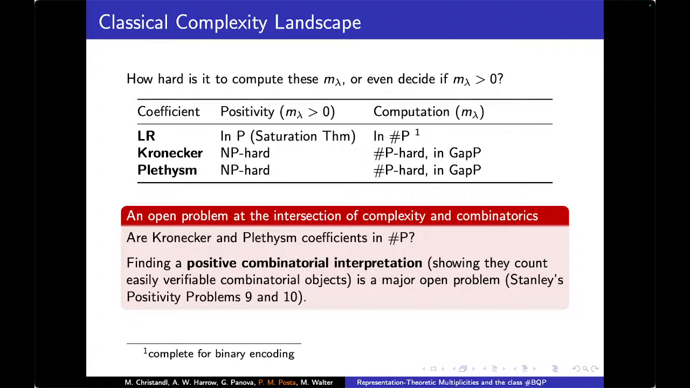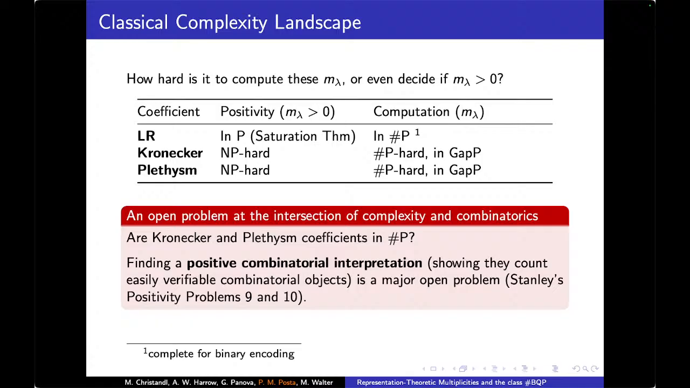And this was stated very famously in Stanley's "Positivity Problems in Combinatorics," something like that was the title, if I remember correctly, and stated as problems 9 and 10. 9 is the plethysm, and 10 is the Kroneckers. So this has been an open problem for a long time, and even before that paper, of course, it was an open problem.